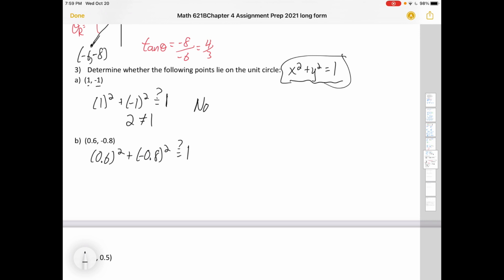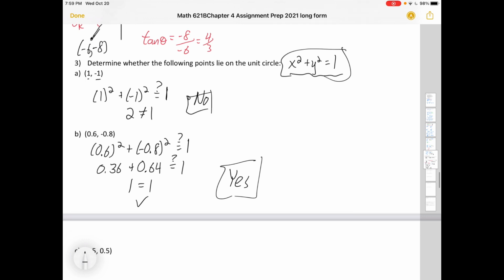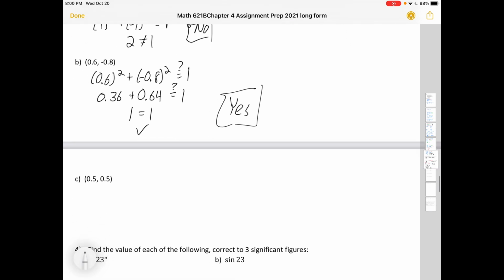Okay, now, 0.6 squared is 0.36. Negative 0.8 squared is going to be a positive. Remember, I put those in carefully using brackets. And then we get 1 is 1. Yes. Okay, it satisfies the equation. So the answer to B is going to be yes.